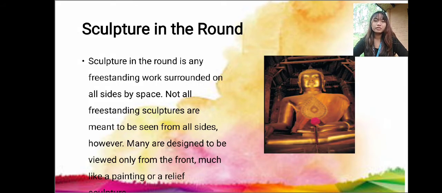So, sculpture in the round. Sculpture in the round is a freestanding work surrounded on all sides by space. Not all freestanding sculptures are meant to be seen from all sides. However, many are designed to be viewed only from the front, much like painting or relief sculpture. Sculpture in the round is something where we usually see the different positions of the sculpture. You can see the different directions of it.